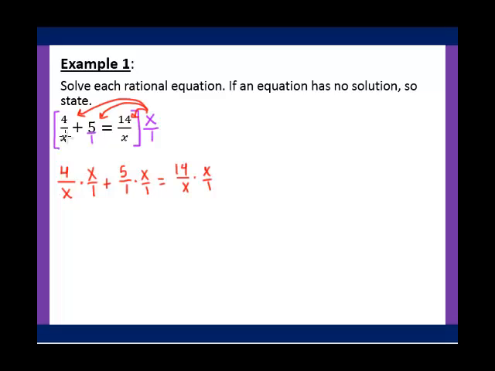Now, where we already had an x in the bottom, cool things happen because those x's will cancel, leaving us with, for this first term, 4 over 1, which is just 4, 5 times x, which is 5x over 1, so we don't need to put over 1, and then 14 over 1, which is just 14. Now we have a really simple equation to solve.